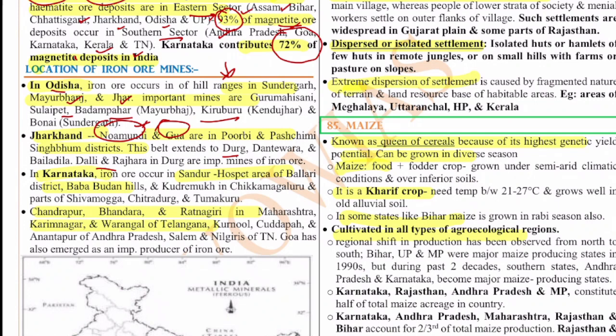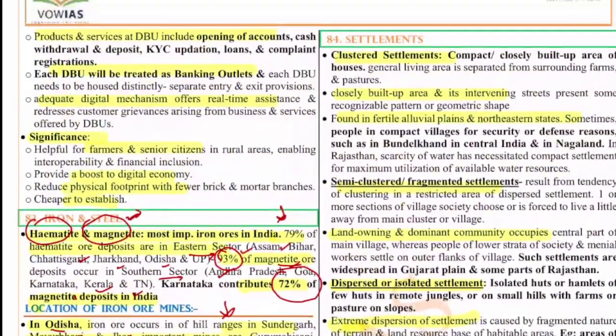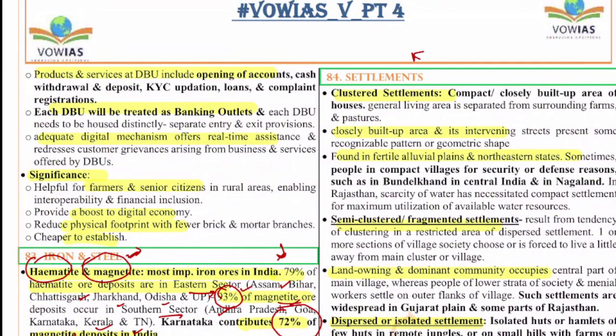In Karnataka, the iron ore occurs in the Sandur, Hospet area of Ballari. Okay. And in Andhra, we can find Kadapa and Anantapur districts, and Salem and Nilgiri in Tamil Nadu. Goa is also an important producer of iron ore. So these are the various important ores in India. Right, so here you can see the important ores. The next question, the 84th question, is on settlements.